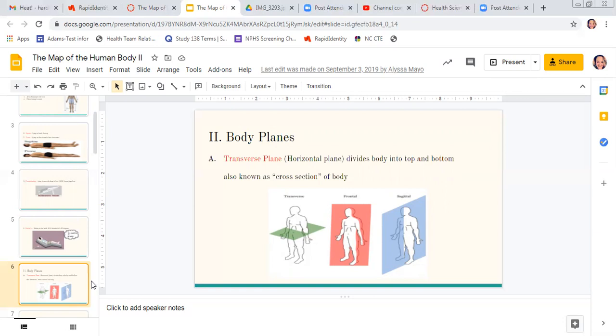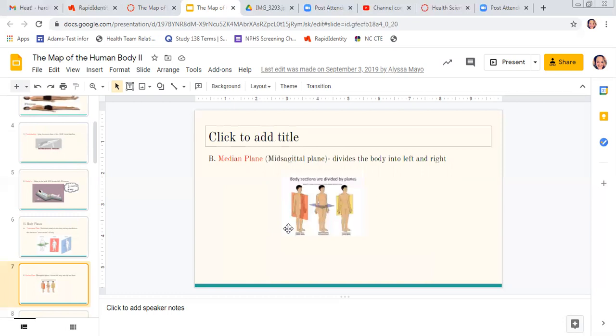But transverse plane is your horizontal plane, which means it cuts the body into top and bottom halves, okay? So it's almost like a cross section. If we were to slice you right in half at your belly button, then we could see the cross section of the top and the bottom. So again, top and bottom halves is transverse. So try to do T, T: transverse, top and bottom.